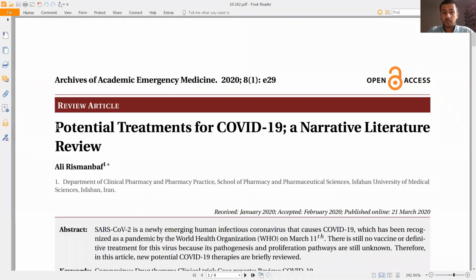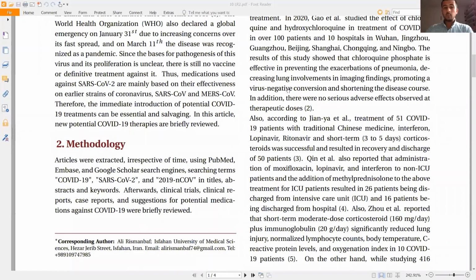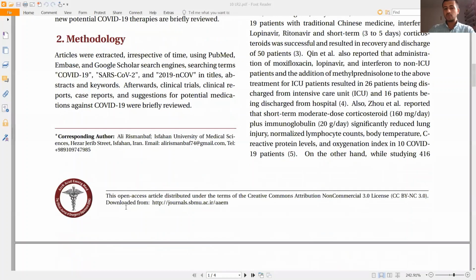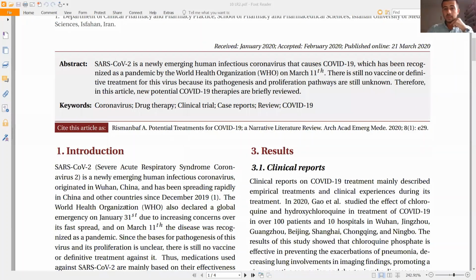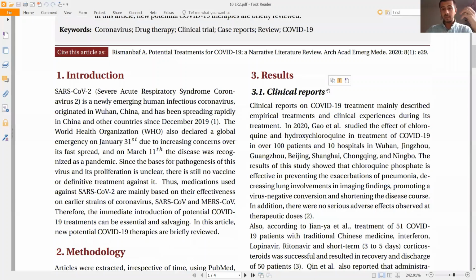For this paper, we'll read the title, Potential Treatments for COVID-19, a narrative literature review, okay? Written by one person, okay? What does that mean? Literature review. Yes, actually, this is right. Okay, if we go through this paper, we have introduction, then we have methodology. We have some studies that are included, but they just use PubMed, Embase, Google Scholar, and we have a very small methodology part.